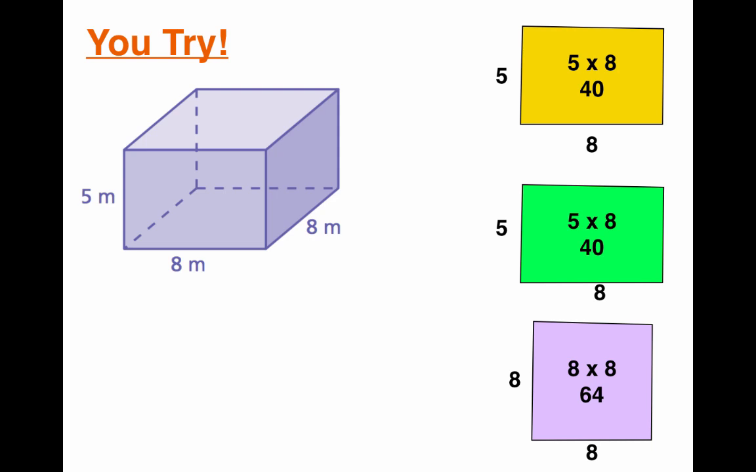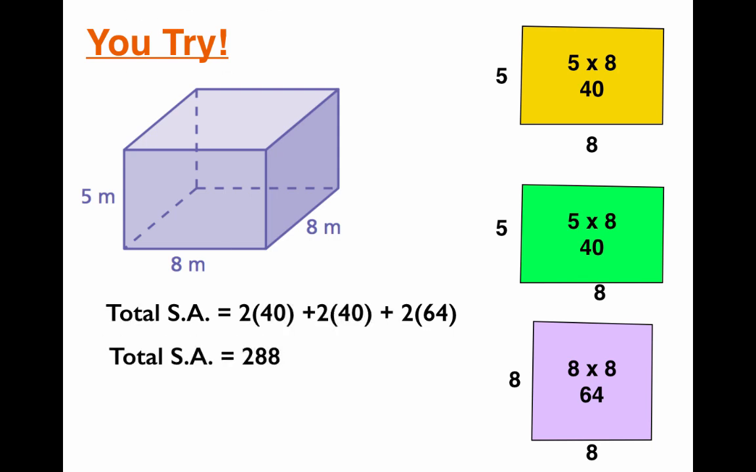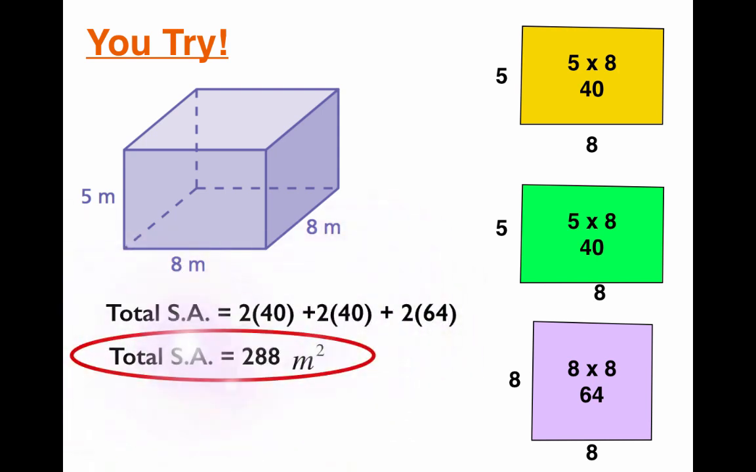And we have 2 of each of those. So we have 2 times 40 plus 2 times 40 plus 2 times 64. So our total surface area adds up to 288. And since we're measuring meters, we're going to say meters squared, and that'll be our solution.